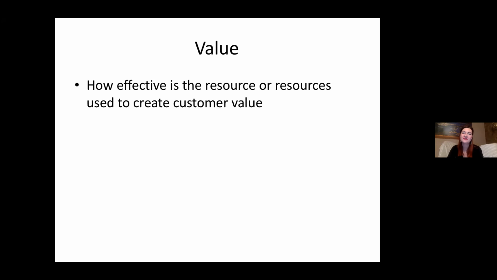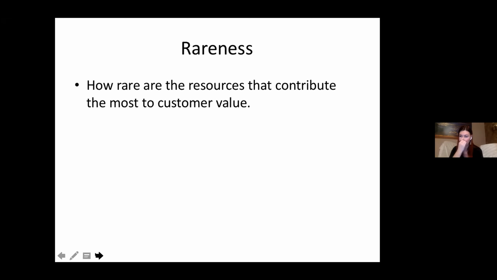So value, how effective is the resource or resources used to create customer value? So you need to do really strong research about this information, about the value of your resources. Rareness, how rare are the resources that contribute the most to customer value? Is it rare? Or maybe you can meet it everywhere in your city, on the internet, in applications, and so on.